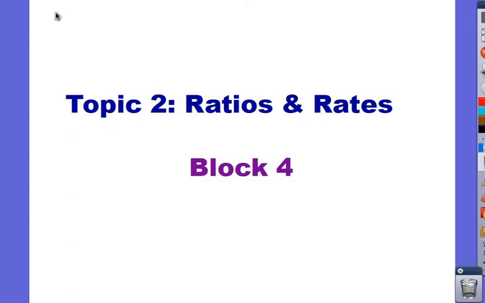Alright, this is block 4 from topic 2. You may have noticed we skipped block 3 for some of you. Block 3 is just for advanced students. So we are on the right block, block 4. So you need to make sure you're on the right page in your workbook.